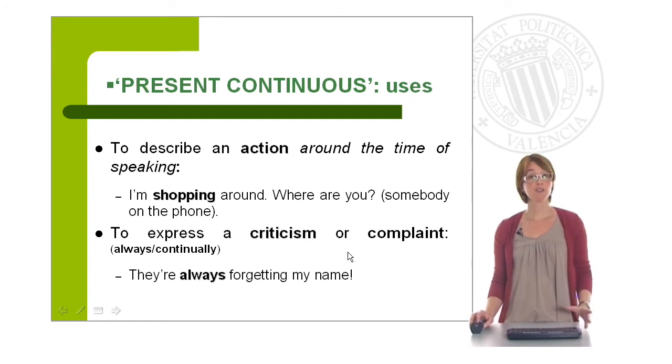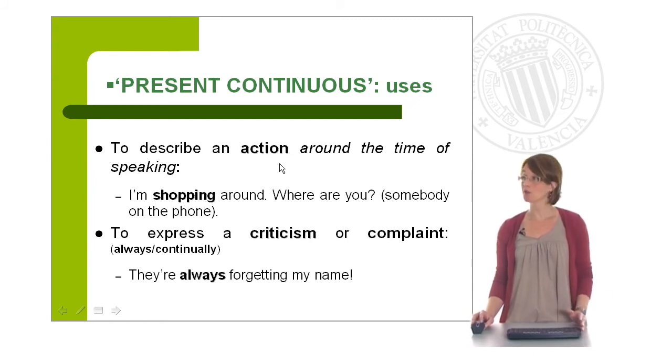Right. With this tense, we also describe an action around the time of speaking. So imagine that someone calls you and you say, I'm shopping around, where are you? And finally, we use the present continuous to express a criticism or complaint. And normally we employ the adverbs always or continually to indicate that this is a complaint or that this is a criticism. Let's have a look at the example. They are always forgetting my name.